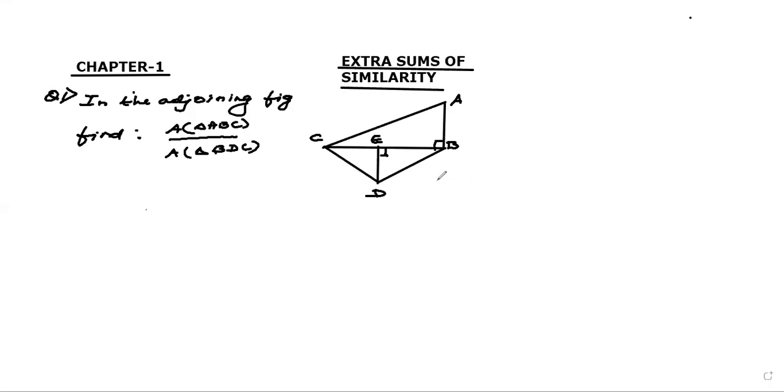Hello children, what we're doing is extra sums of similarity, chapter 1 geometry, okay? Extra sums of similarity. So question number 1, in the adjoining figure, can you see this figure? You have to find the area of triangle ABC upon the area of triangle BDC.